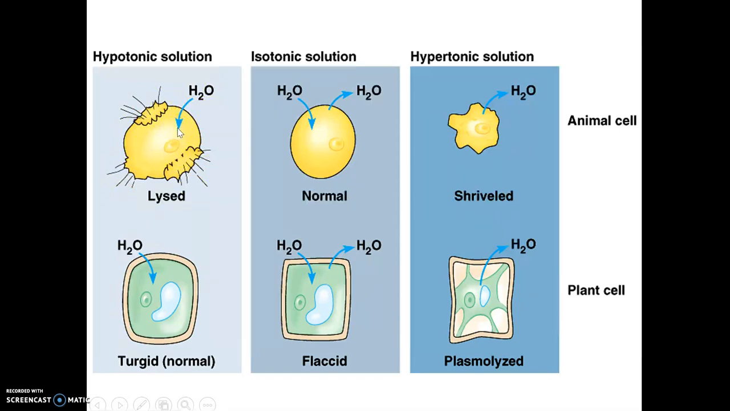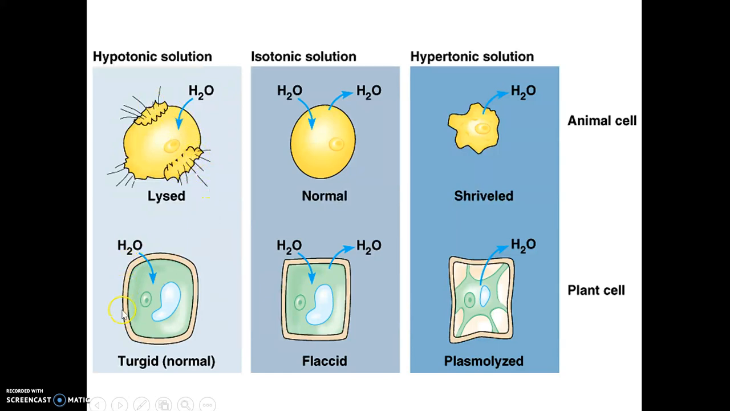The cell swells up. I always remembered this when I was in school because hypo kind of sounds like hippo. Hippos are kind of a swollen animal, and the water moves in and it causes the cell to swell up like a hippo. And in the case of an animal cell, it could burst if it gets too large. That pressure could break the cell membrane and the cell dies.